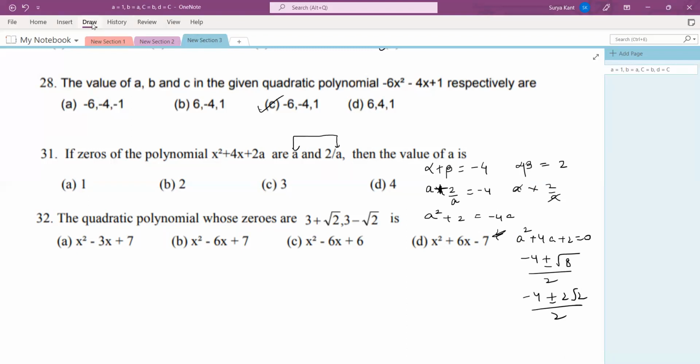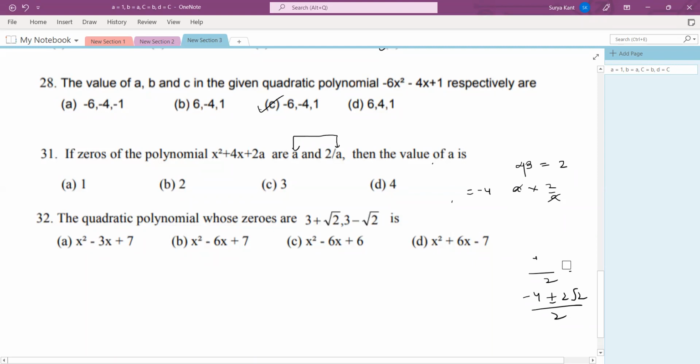Sorry, the value of I don't know. But the method is correct only now. How are you getting it, Praharshan? What have you done to get 2 over here?